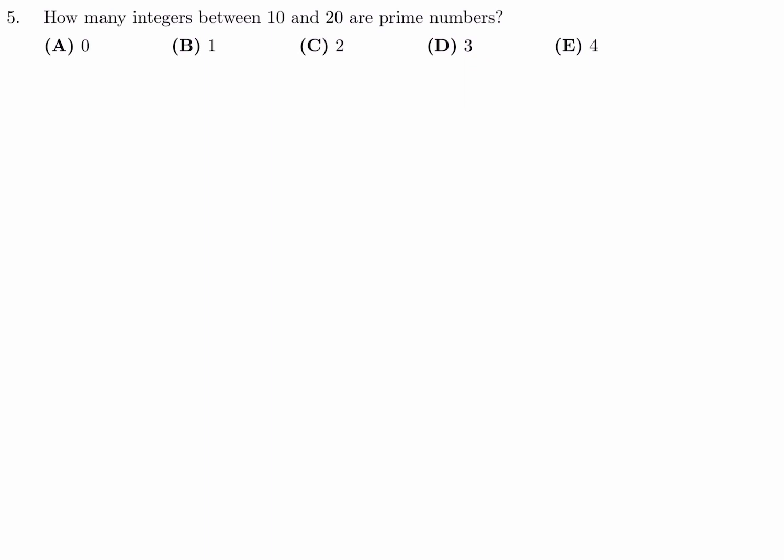How many integers between 10 and 20 are prime? The integers that are prime, that are between 10 and 20, are 11, 13, 17, and 19. So there's 4 of them. So number 5, the answer is E.